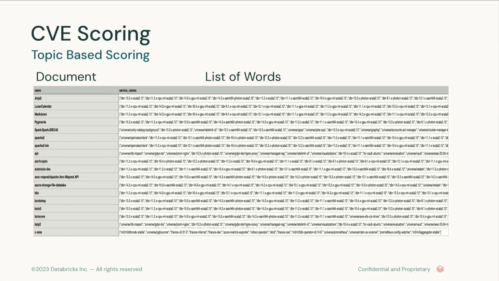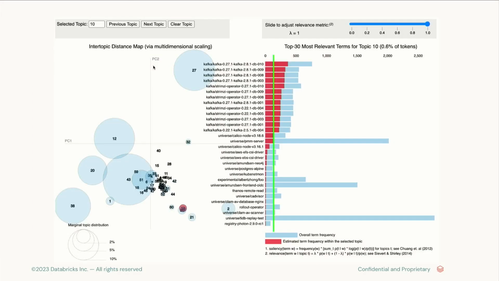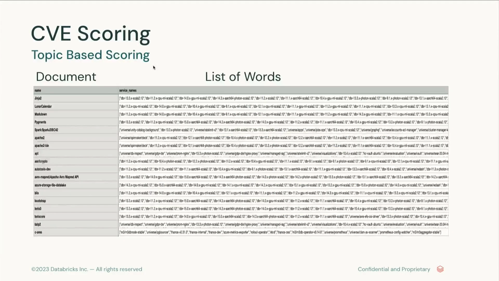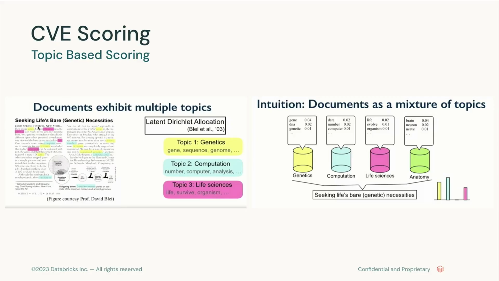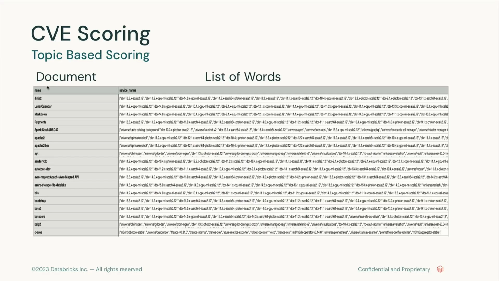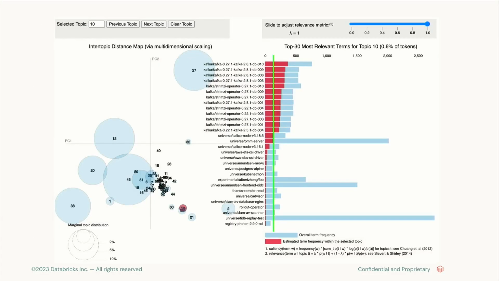So how do we use that over here? Say, for each of these libraries, we consider it as a document, and the services that it is present in as the words. That way we create this document-word kind of mapping, similar to what we have seen over here, where we have a document and a list of words. In our case, a document would be each library, and the words would be each of the services that it is present in. Based on that, we use topic modeling and generate topics.